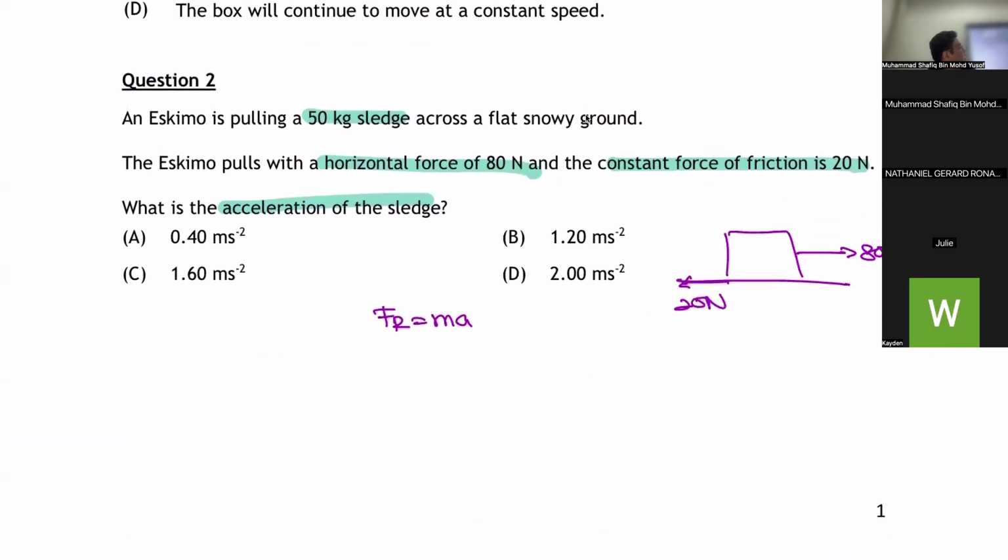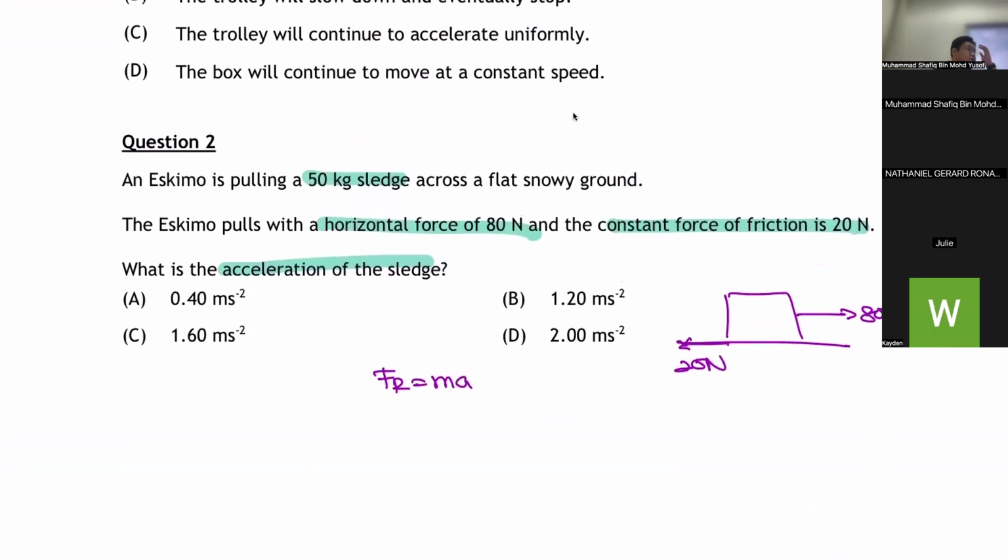Now, question 2 is the one that I was trying to describe for all of you about Newton's second law. Whenever you encounter this kind of question, if you cannot imagine, please draw what we call a free body diagram. A free body diagram is very simple. You just need to draw a body, which is a box, and then you just show all the forces acting on the box.